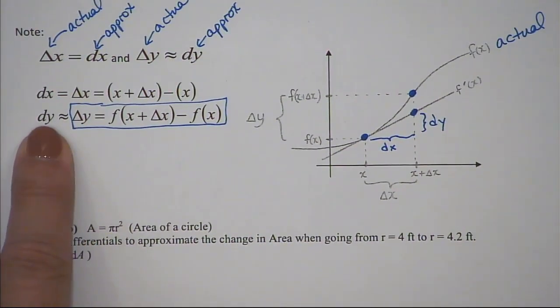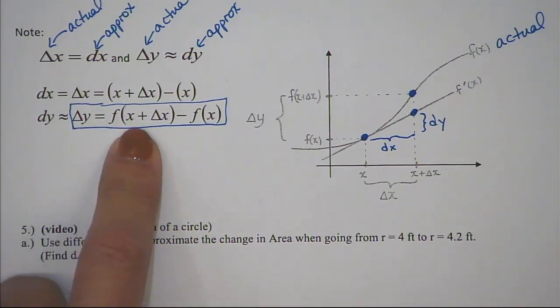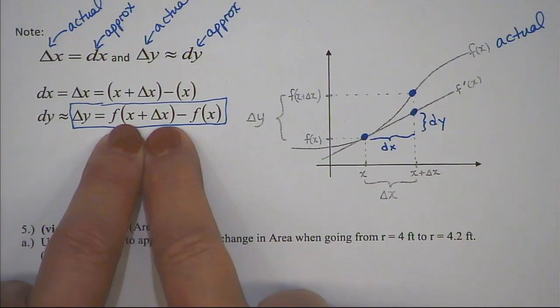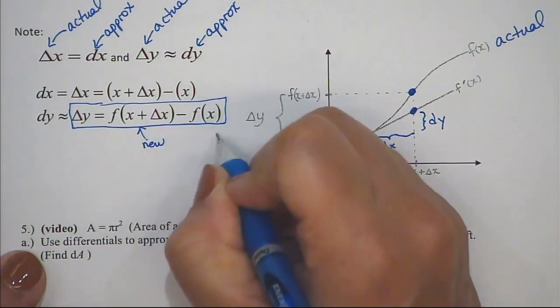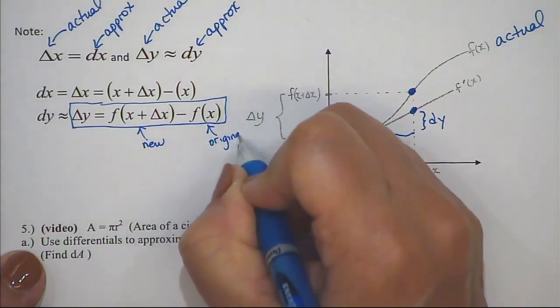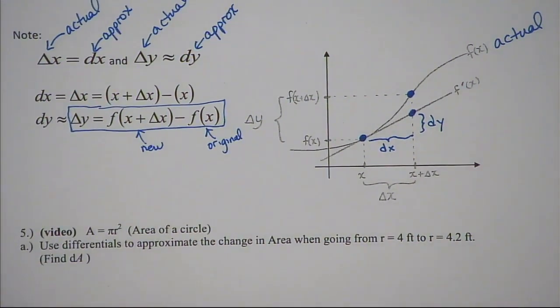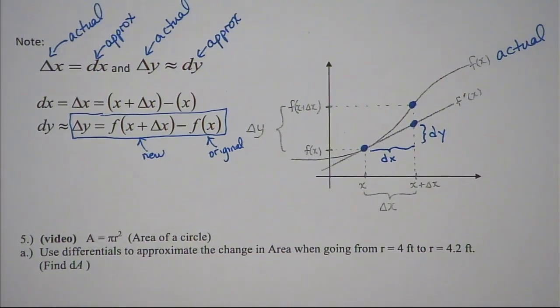So dy was what we just did on the front page. Delta y is an actual change. That's taking function values and subtracting them. Okay? So f of x plus delta x, this is the new value of x, and this is the original. Okay? So I'm going to write that down. This is new, this is original. That'll make sense when we get to the problems in a minute. Okay. And then dy, that is a differential. So you've got to pay attention to what you're asked to find. Sometimes it'll have the symbols, and other times it'll just be words.